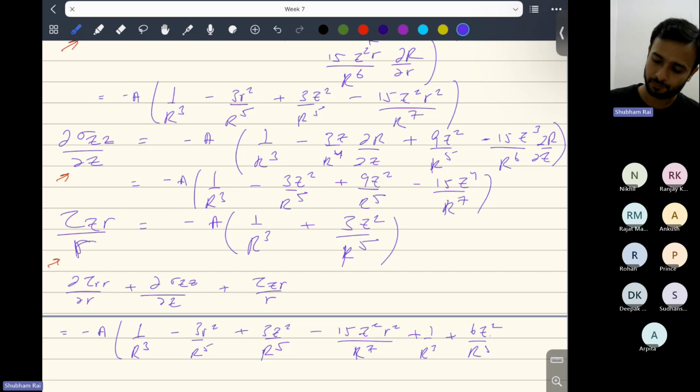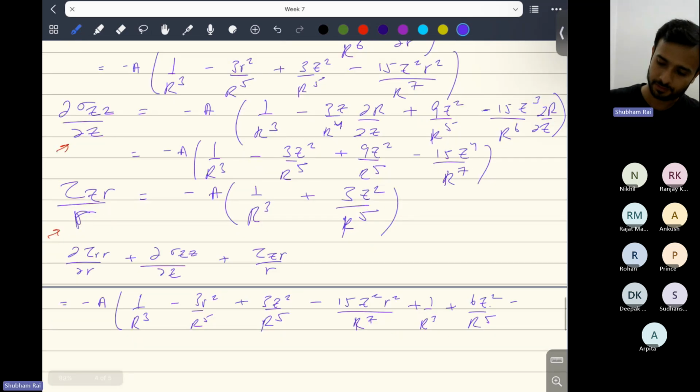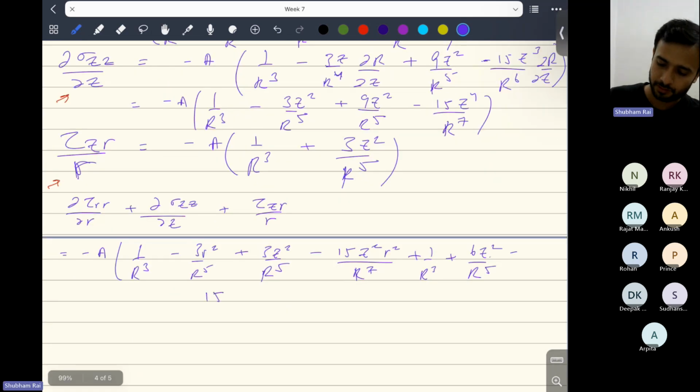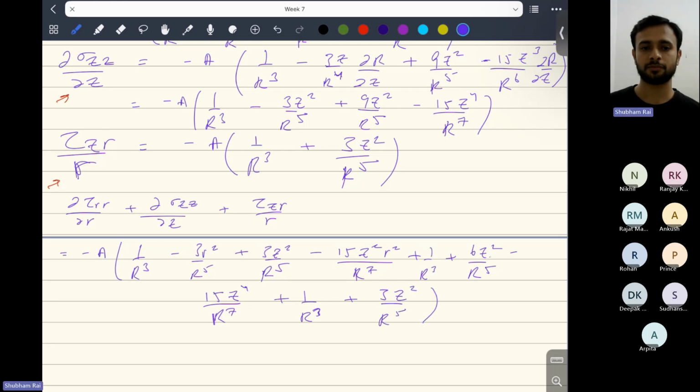And then you have minus 15 z⁴ over R⁷. And then you have plus 1 over R cube. I'm just writing z by R by R. So it will be 1 over R cube plus 3z square over R⁵. This will be the final. Now let's see how we can further simplify.